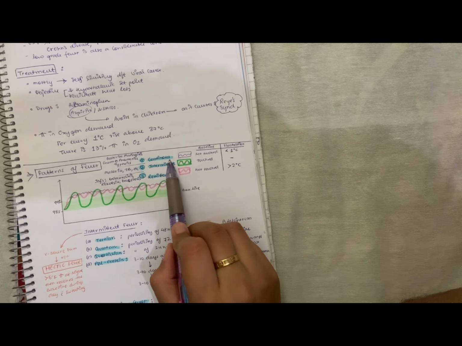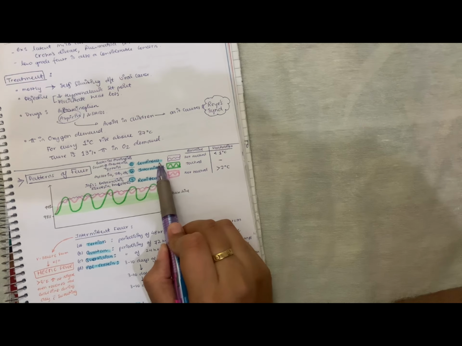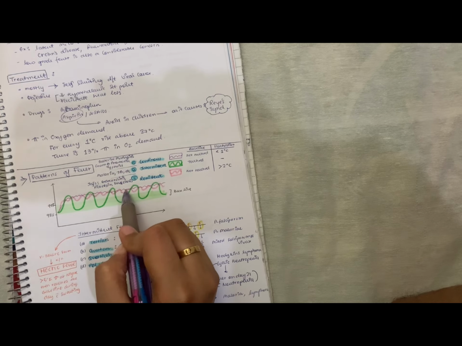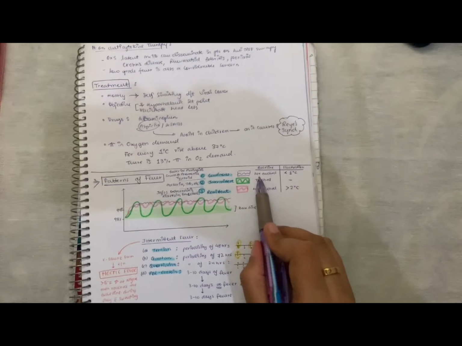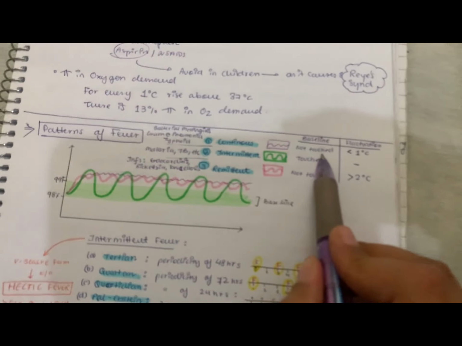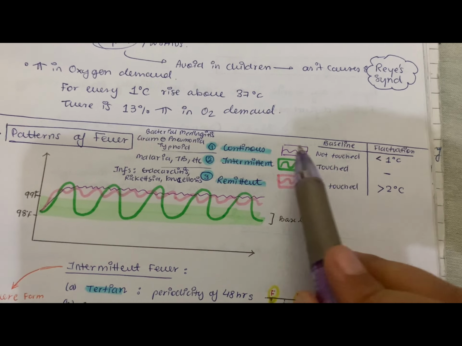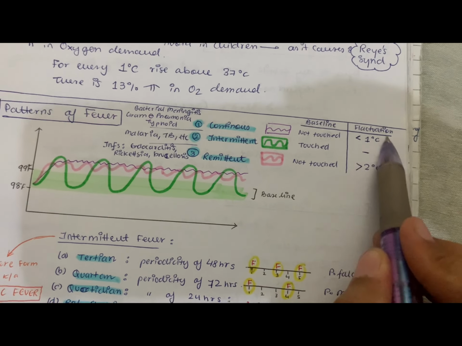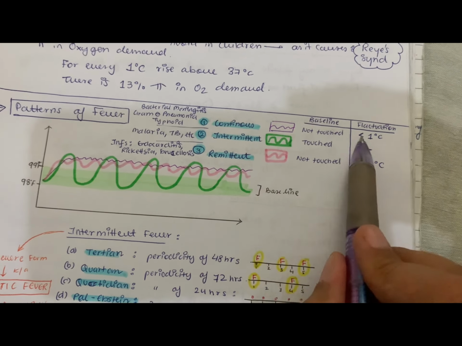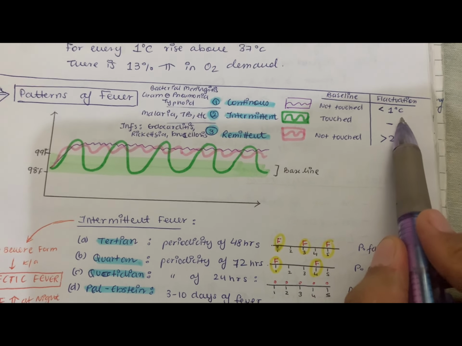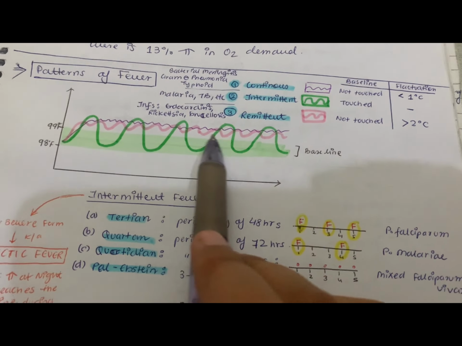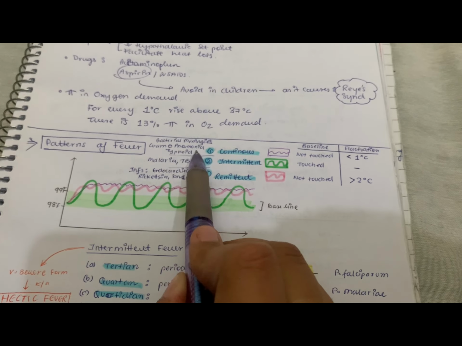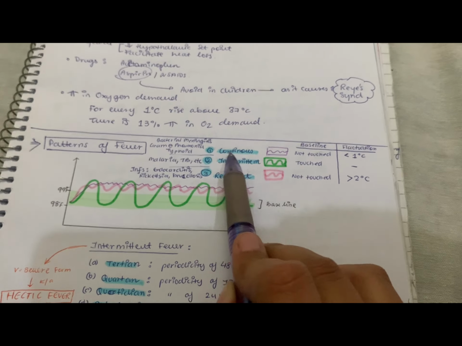First, let's talk about continuous fever. I have represented it here, as you can see, with this purple colored line as it's going. The baseline is never touched in continuous fever. The fluctuation of fever is less than 1 degree centigrade. So what is continuous fever? The baseline is not touched and the fluctuation is less than 1 degree centigrade in 24 hours, as we have plotted. Examples of continuous fever are bacterial meningitis, gram-negative pneumonia, or typhoid. These are some of the examples of continuous fever.